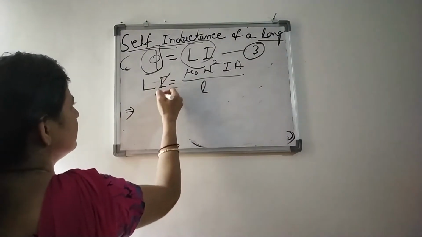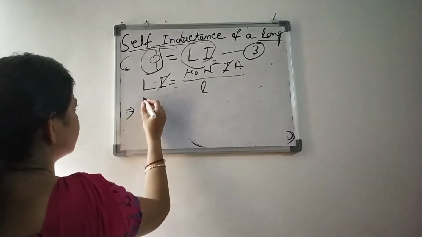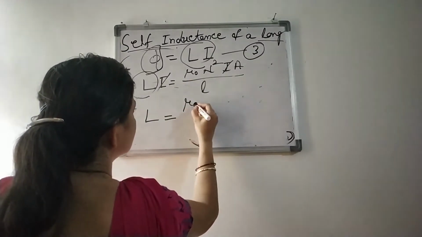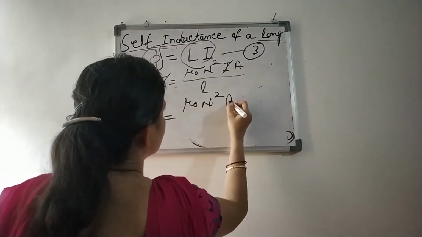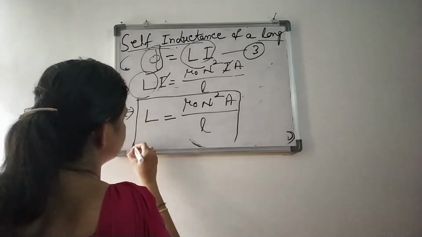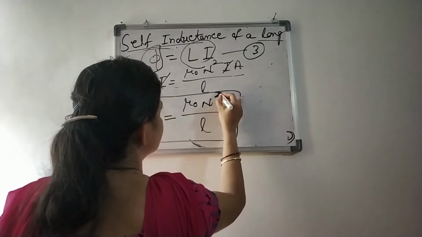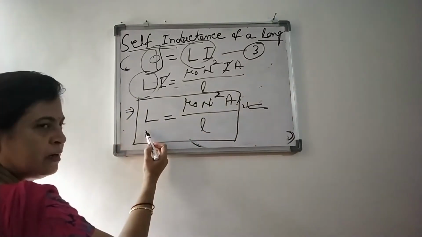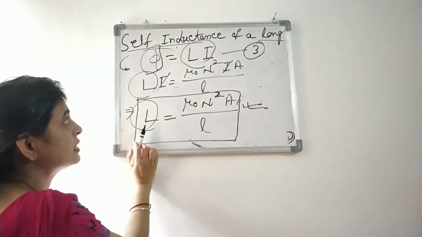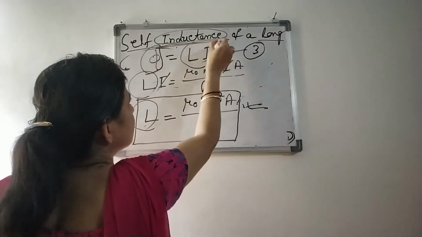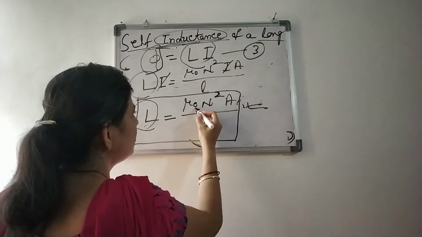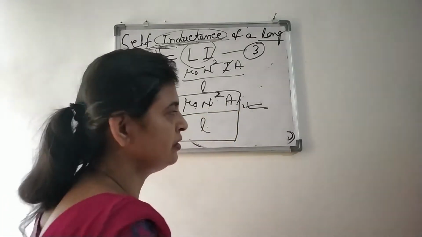Now you can write, I will be cancelled from both sides. So the rest is L. L is equal to mu naught N squared A divided by L. So this is the final expression for L. L denotes self-inductance, not self-induction. For a solenoid, it is given by mu naught N squared A divided by L.